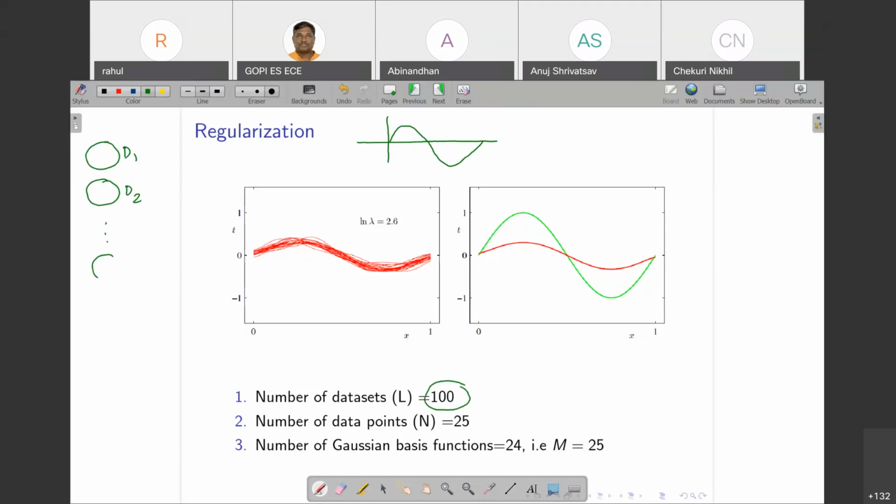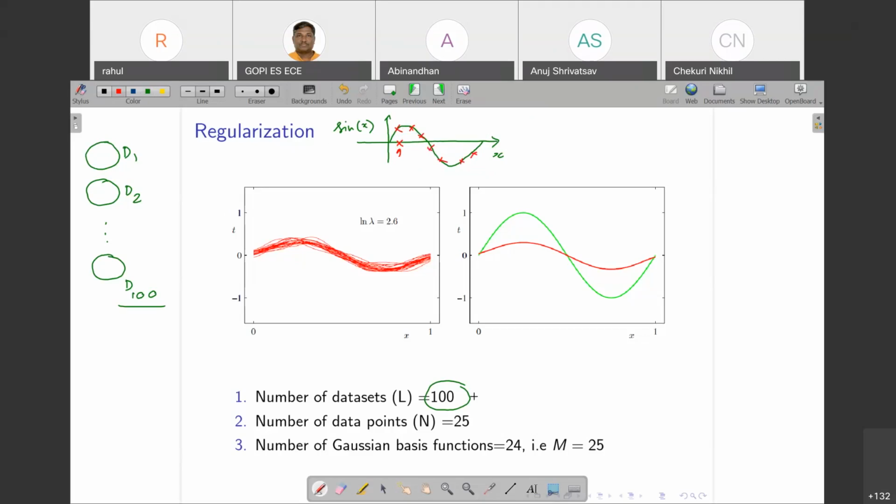You have about 100 data sets. What does a data set mean? A data set is where you sample this x. Let us say x is in radians, and then you have sine of x. You are going to randomly pick your x and the corresponding functional value, sine of x. So you are going to capture those points randomly.